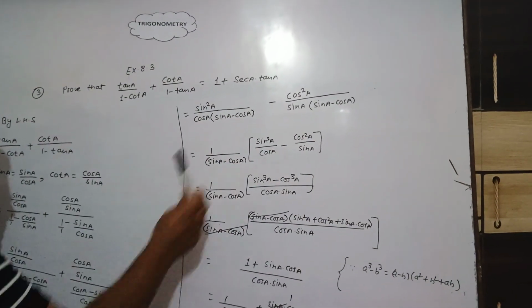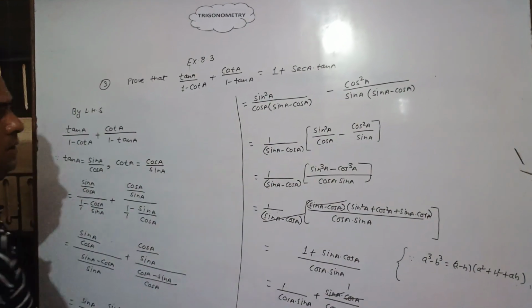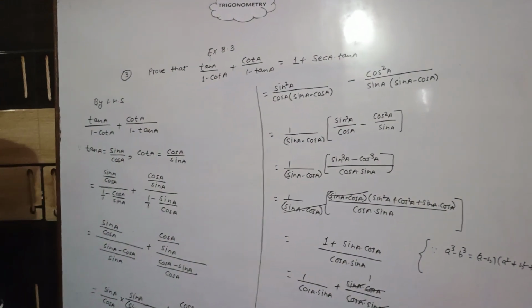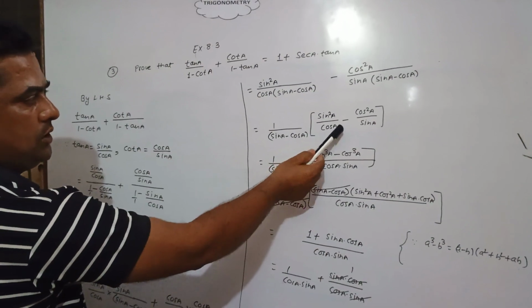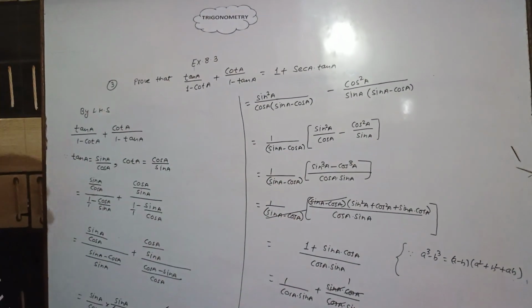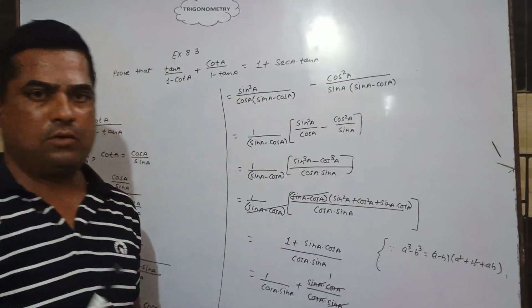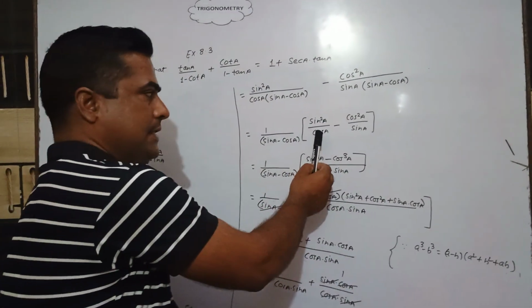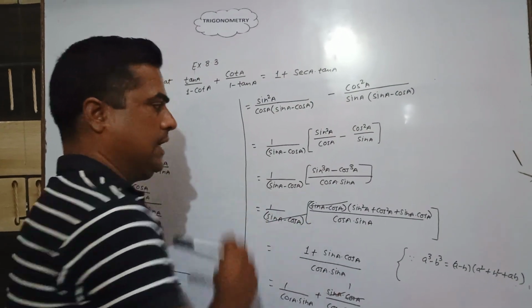You can see here minus sin square A upon cos A and cos square A upon sin A. And again we have two fractions here, sin square A upon cos A minus cos square A upon sin A. How will we solve this part? Because we have two fractions, we have to take the LCM of cos A and sin A. The LCM of cos A and sin A will be cos A sin A.